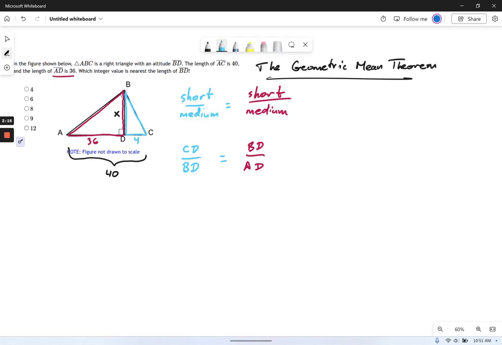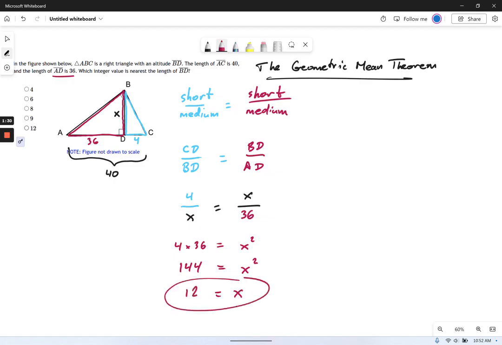And now let's put these numbers in as best we can into our ratio, our geometric mean theorem here. If CD is 4, and I don't know what BD is, we're just going to call that X, and that's equal to X, BD, divided by AD. Remember, AD is 36. Look what we have. We have a ratio. There's only one variable. So if I cross multiply, I get 4 times 36 equals X times X, which is X squared. Now 4 times 36, okay, math, 144. 144 equals X squared. Well, that means X equals 12.